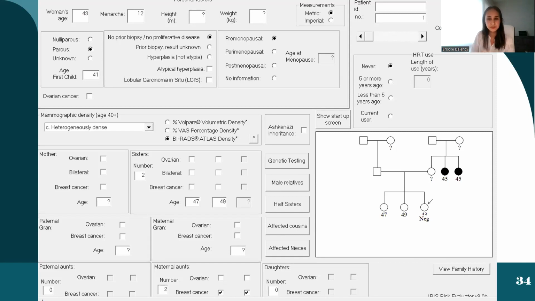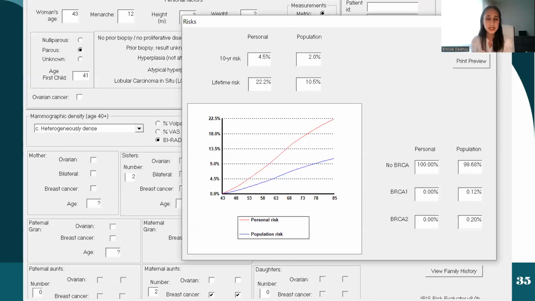patient's aunts. Now, once we're done inputting all of this information, the calculator will calculate the overall lifetime risk for that woman to develop breast cancer, and that's in the upper right-hand corner there. So once we do that, we get this screen appearing. And you can see from the upper part of this diagram here, our 10-year risk for the woman to develop breast cancer is 4.5%, and her lifetime risk is going to be 22.2%.